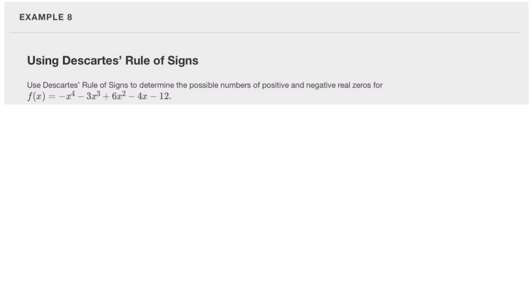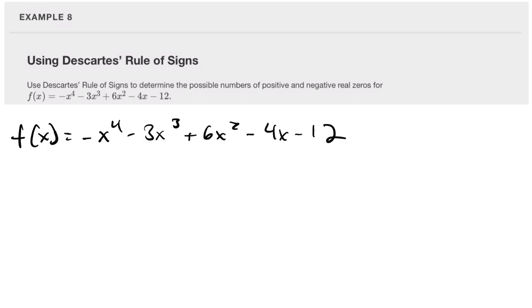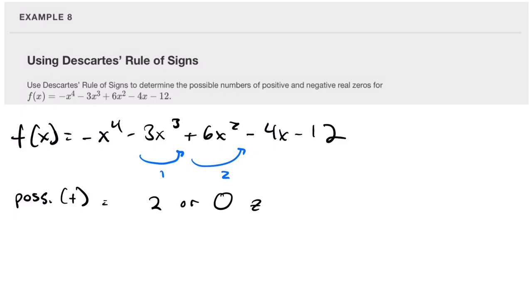Use the Descartes' rule of signs to determine the possible number of positive and negative zeros. So if our f of x is negative x to the 4 minus 3x cubed, 6x squared minus 4x minus 12, we want to count the sign changes. So there's 1 there, 2 sign changes. So then possible positive, we either have 2 or 0 positive zeros.